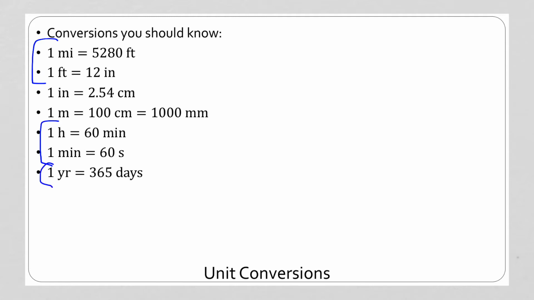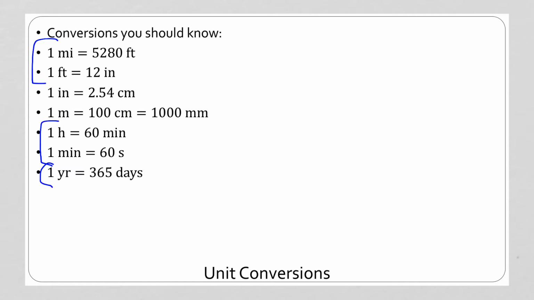I know that technically there should be 365 and a quarter days due to our leap year, but for the sake of simplicity, in this class we're going to assume 365 days in a year. You should also know in the metric system, 1 meter is 100 centimeters or 1,000 millimeters, but all of this is really just using our centi and milli unit prefixes there.